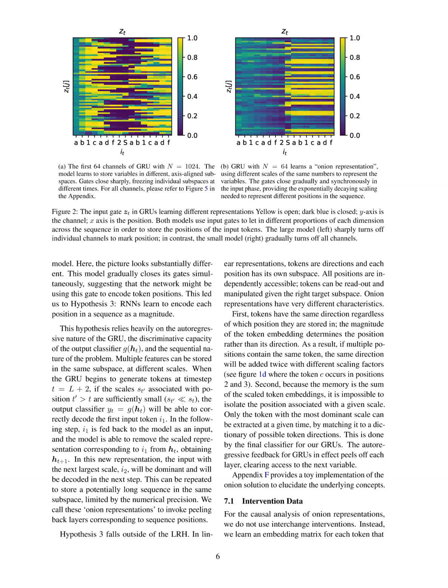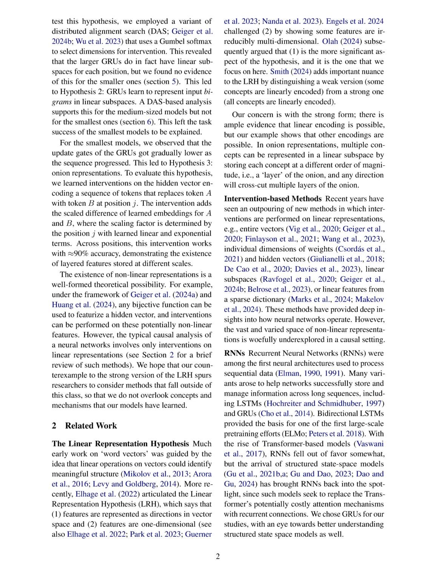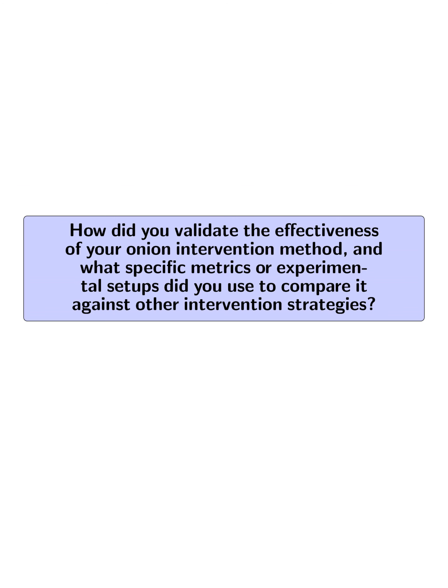Additionally, onion representations leverage the autoregressive nature of GRUs, allowing the model to peel off layers corresponding to different sequence positions, which is not possible with linear representations where each position is independently accessible. This unique capability of onion representations to store multiple features in the same subspace at different scales enhances the representation capacity of smaller models, making them more effective in handling tasks that involve sequential data. How did you validate the effectiveness of your onion intervention method? And what specific metrics or experimental setups did you use to compare it against other intervention strategies?